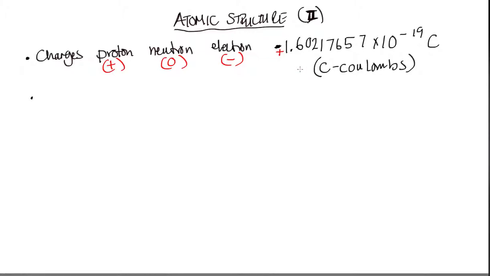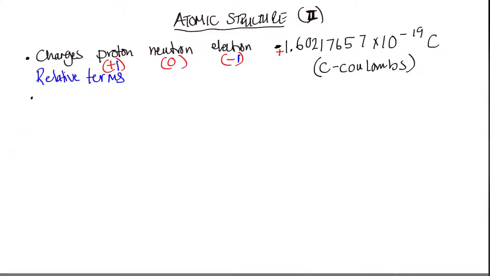Now they're exactly the same size of charge, so in relative terms, if we compare the two of them together, we can say this is a plus 1 and a minus 1 charge, and the neutron remains at 0.